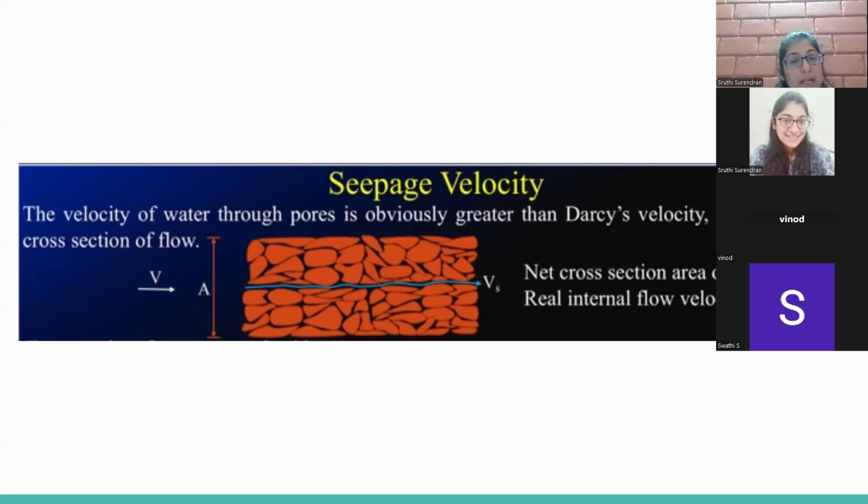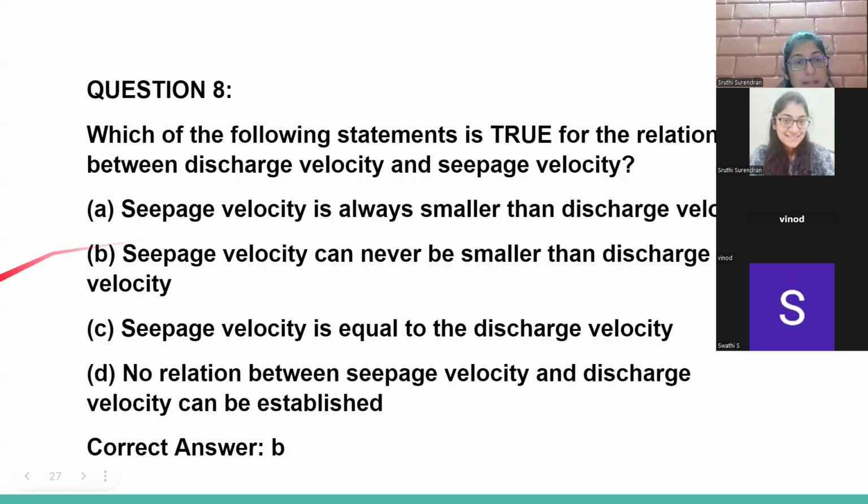So when you take velocity, it is going to be discharge divided by area. So lesser the area, more will be the velocity. So in this case, seepage velocity can never be smaller than the discharge velocity. So the correct answer would be option B.